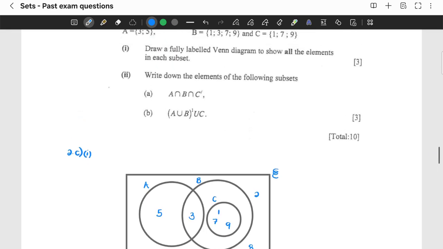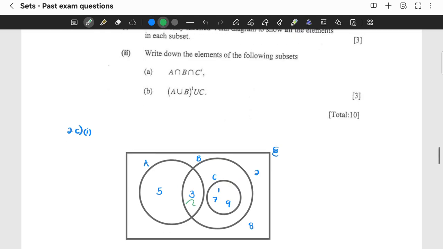Then part 2 says, write down the elements of the following subsets. So it says A intersection B intersection C complement. So A intersection B, right? If I'm going to sketch that in green, so it's shading it that this is A intersection B, intersection C complement. C complement is everything outside of C. So the intersection therefore would just be made up of 3.